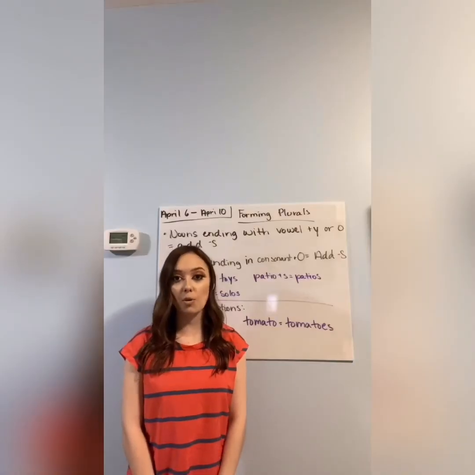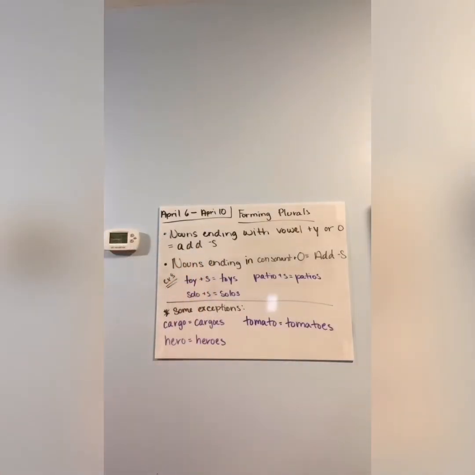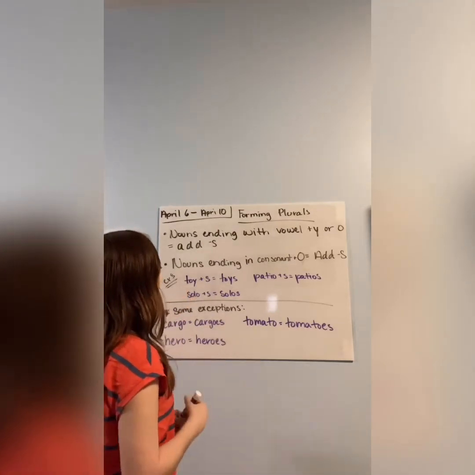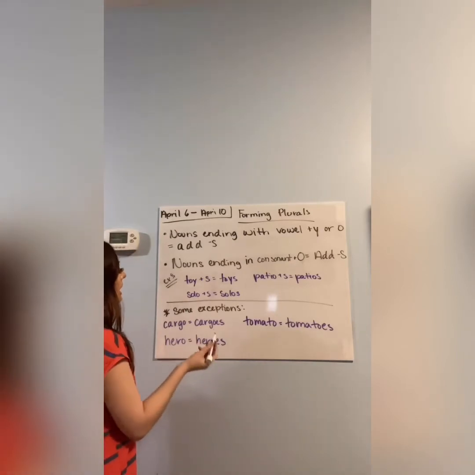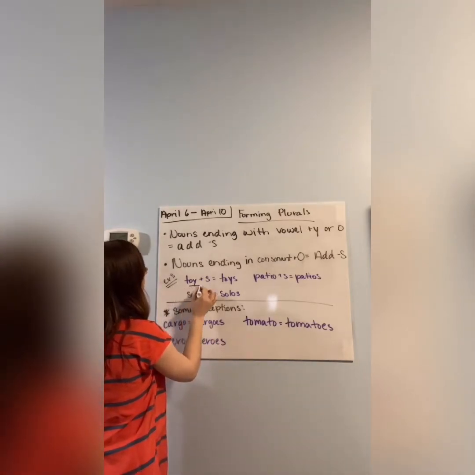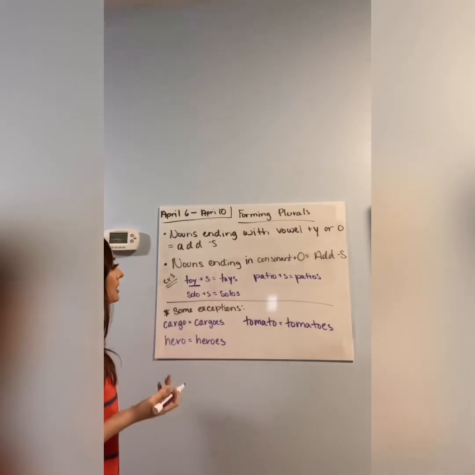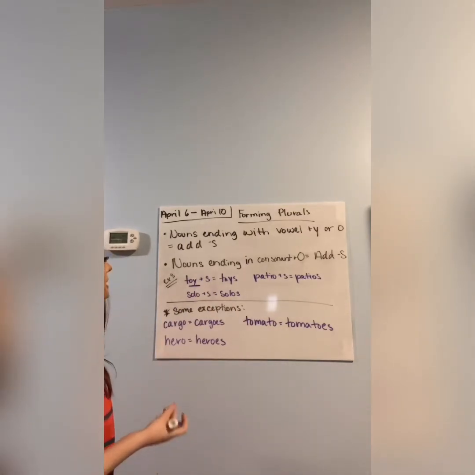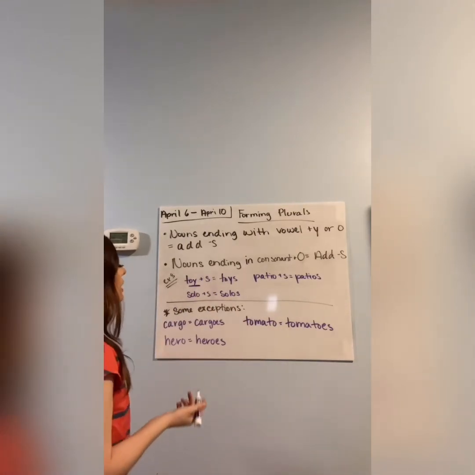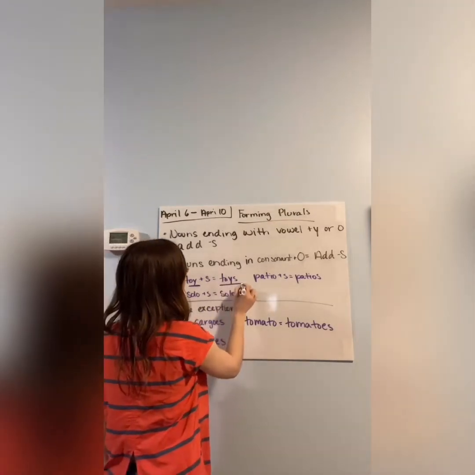Okay, so we have some more rules. Whenever you have a noun that ends with a vowel plus Y, or if you have a noun ending with a vowel plus O, then you would just add an S. So let's look at some of our examples. Our first example is the word toy. If you look at the word toy, you can see that it ends with a vowel plus a Y. So all we would have to do is add an S to the word toy. So then the word becomes toys.